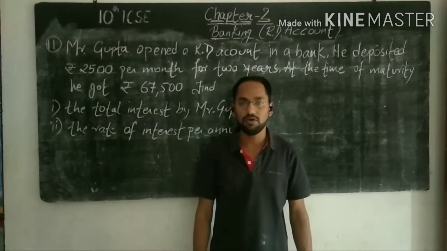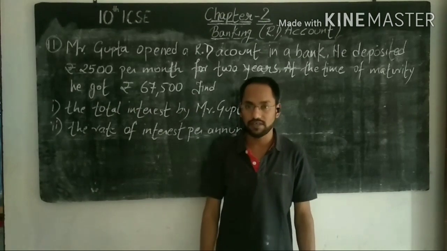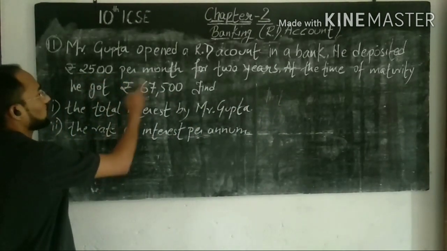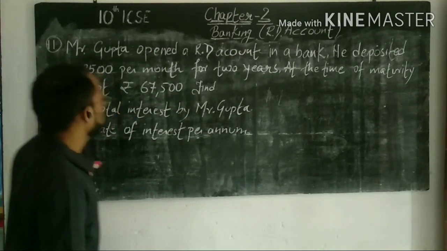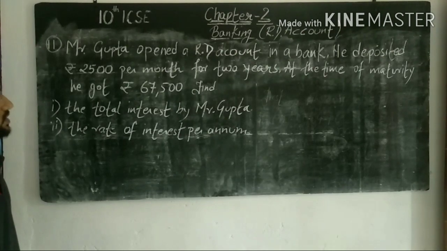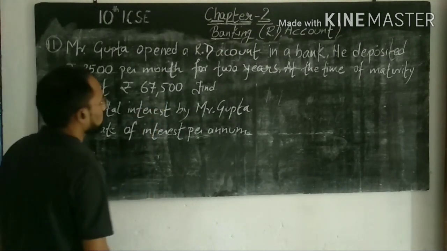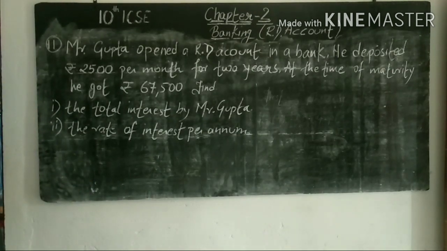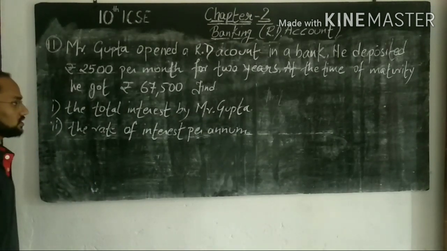Now we look at one more question, which is the last question of exercise 2A of chapter number 2. So in this question, Mr. Gupta opened an RD account in a bank. He deposited rupees 2,500 per month for 2 years. At the time of maturity, he got rupees 67,500. We have to find the total interest and the rate of interest.